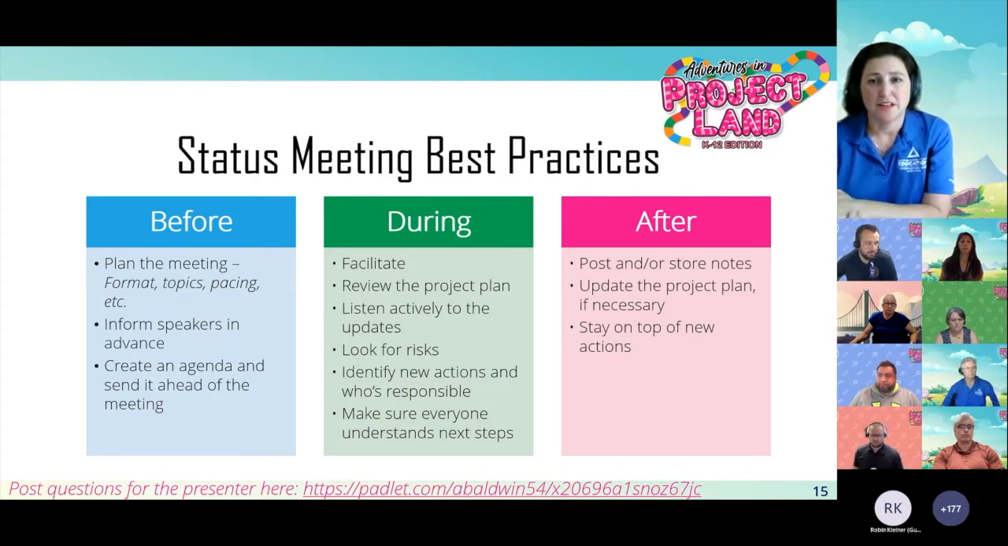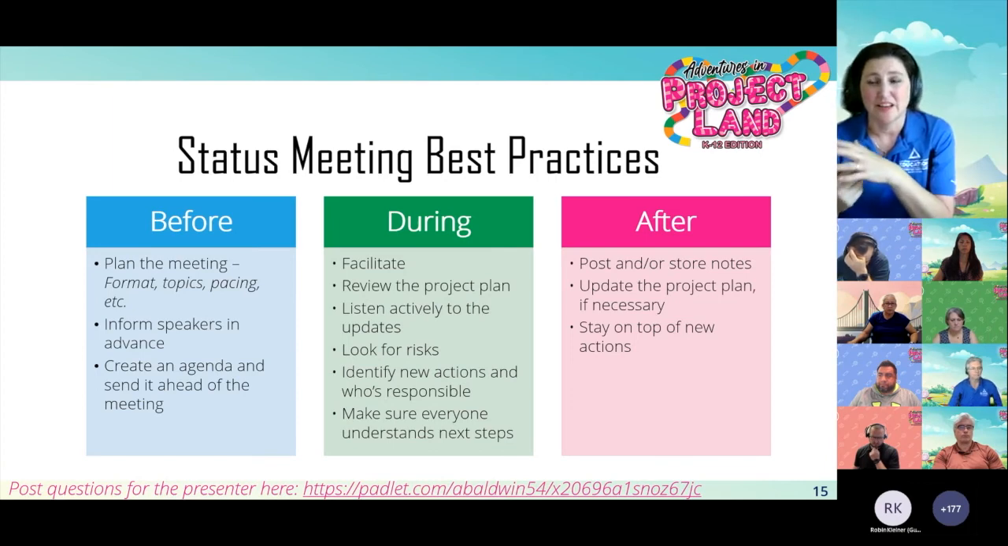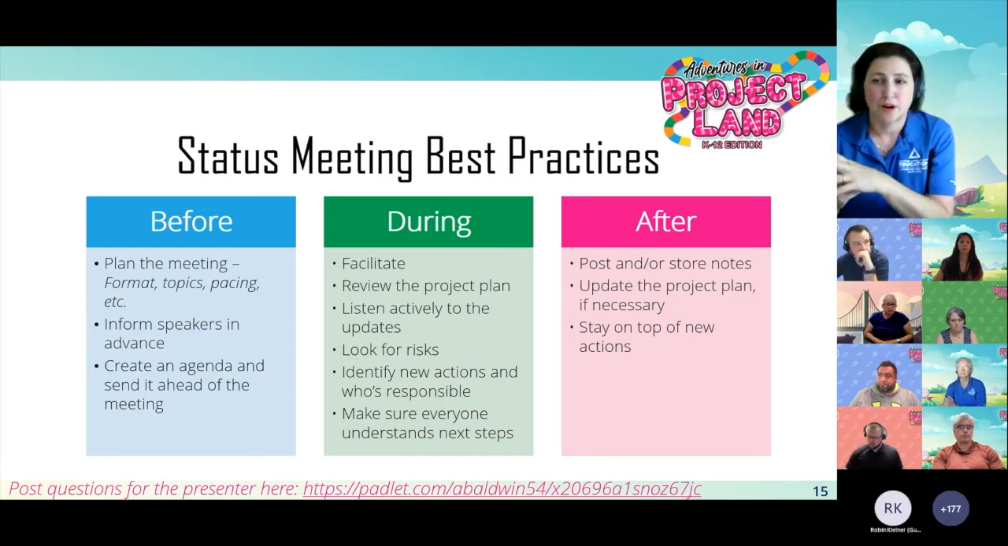During the meeting, you want to make sure that you're facilitating the meeting. You know, it shouldn't just be craziness. You want somebody facilitating. You want to review the project plan, listen actively for any updates, and also be on the lookout for any risks that might come up. And then identify new actions and who's responsible. So throughout a project, you know, new tasks are going to come up. We want to be looking out for those and who's going to take them on. And then at the end of the meeting, make sure that everybody understands what the next steps are and who's responsible for what.